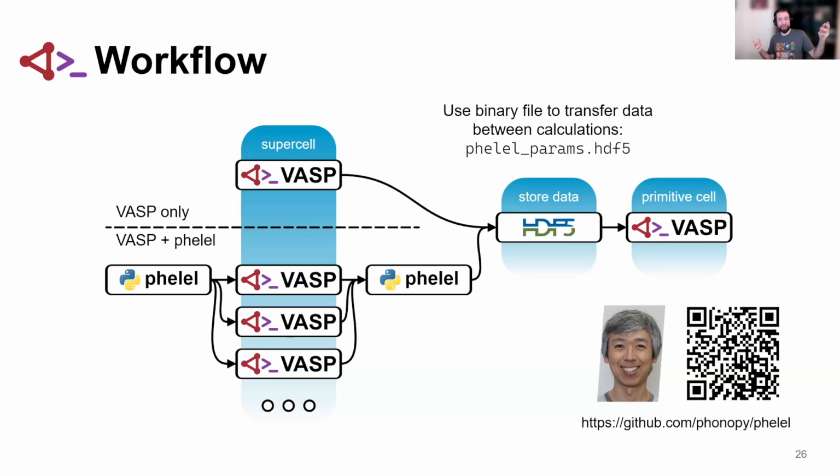On some clusters, running a single long calculation can be problematic, and here you have the option to split. And after that, you combine all these calculations and you get to the same point that you got with the first workflow. The information is once again written to this binary HDF5 file on disk, and you can start your electron-phonon calculation in the primitive cell.